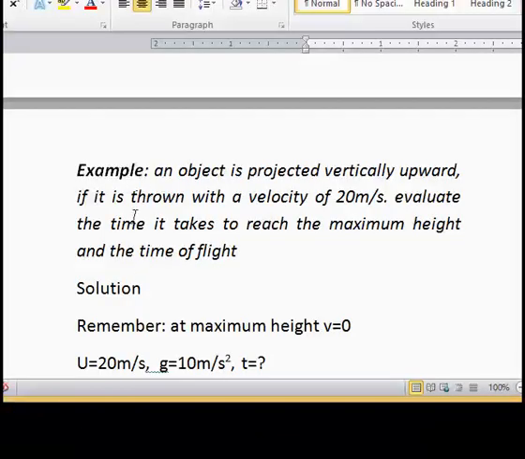Here I have one on the screen. It goes this way. An object is projected vertically upward. If it is thrown with a velocity of 20 meters per second, evaluate the time it takes to reach the maximum height and the time of flight. I've done something similar to this.